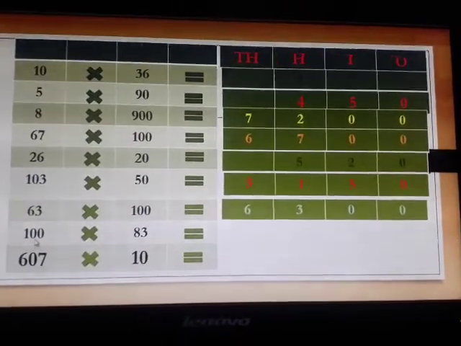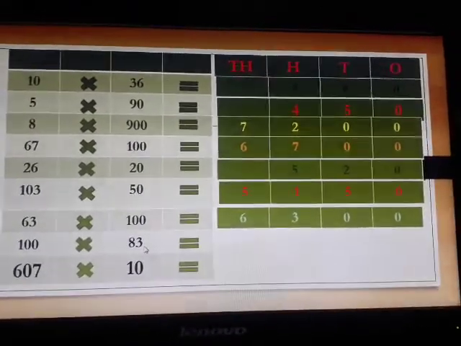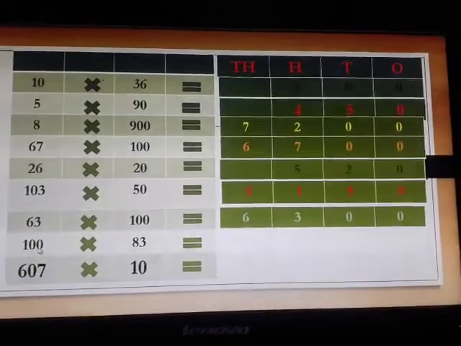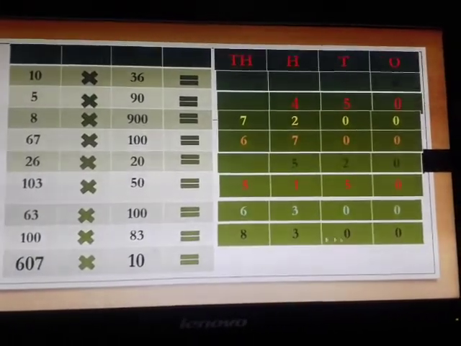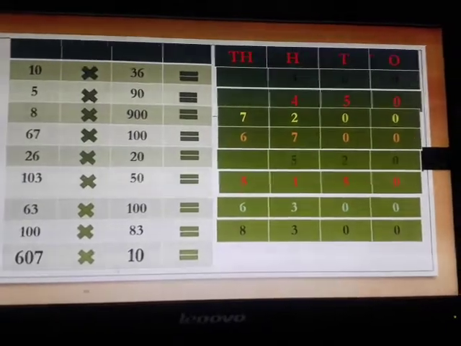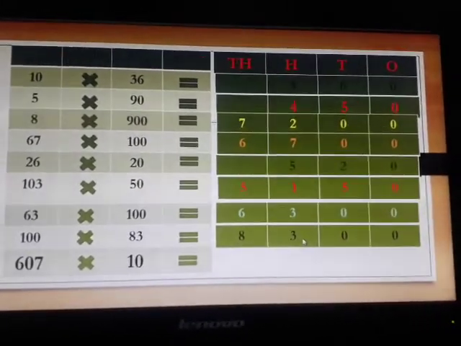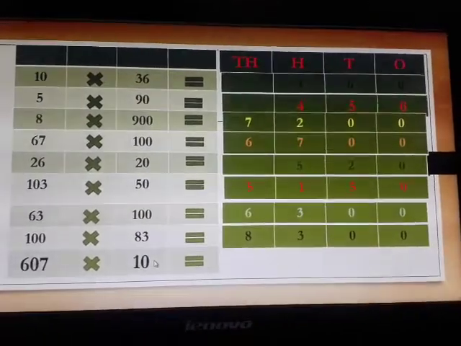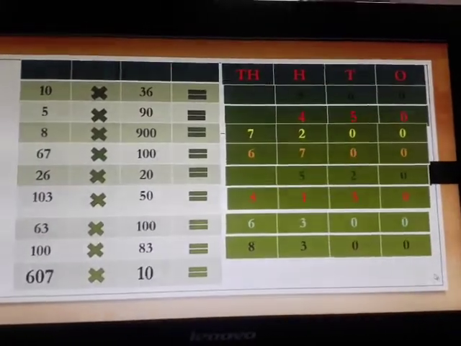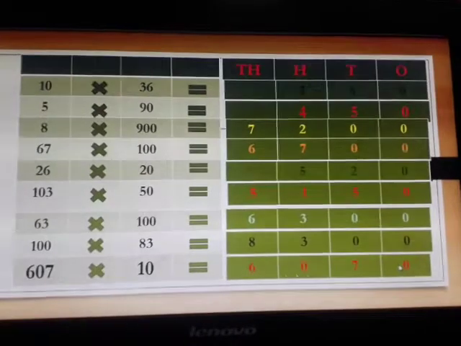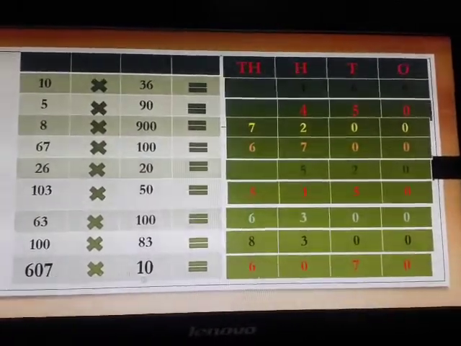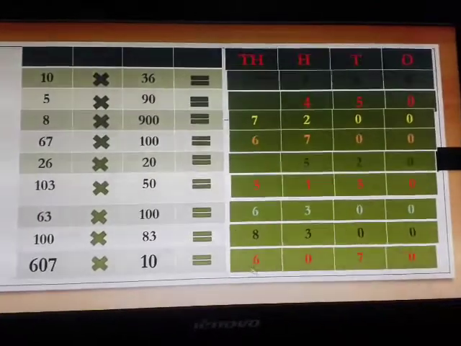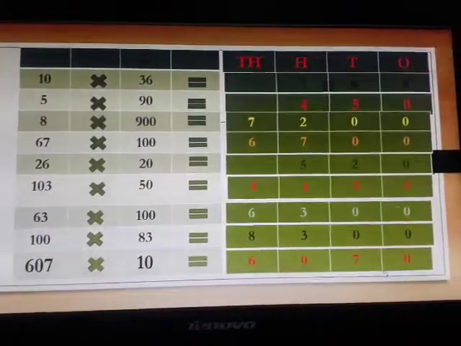Yes, very good. This 100 multiplied by 83, the same operation, same way you can do this. 2 zeros you can write at ones and tens position, then 83 ones are, or 1 multiplied by 83 equals to 83. 607 multiplied by 10. This 0 you can write at ones place, and 607 multiplied by 1, 607 as it is, means your answer will be 6070.